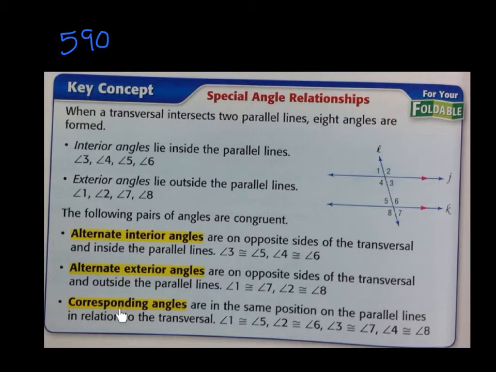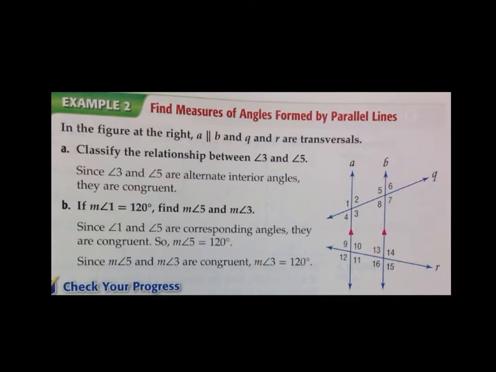Now the difference between the corresponding and our alternate interior and exterior angles: when we look at the alternate interior angles, those are only our inside angles. The alternate exteriors are only the angles on the outside. Corresponding deals with one on the inside, in this case, and one on the outside. So you can see that's the relationship for each of these corresponding angles. One's on the inside, one's on the outside. So we can use all that information to help us find the measure of angles when we have parallel lines.